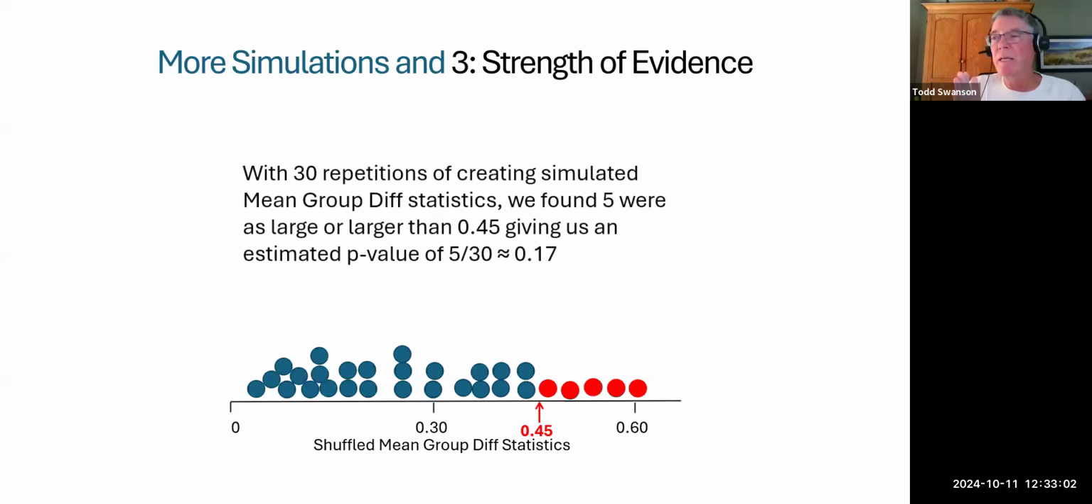And that third S, the strength of evidence, well, where does our statistic fit in there? Right now, 0.45, right about in there. And I can see I've got 5 out of the 30 total. So for my estimated p-value, 5 out of 30, approximately 0.17. So that's the process. And as I said, they would have seen this process many, many times.